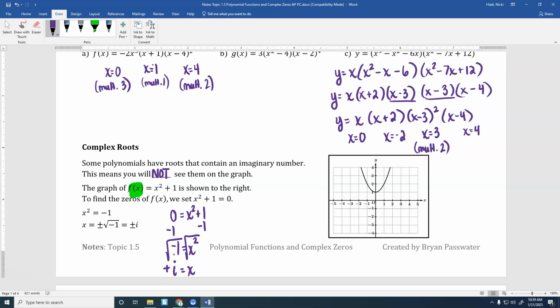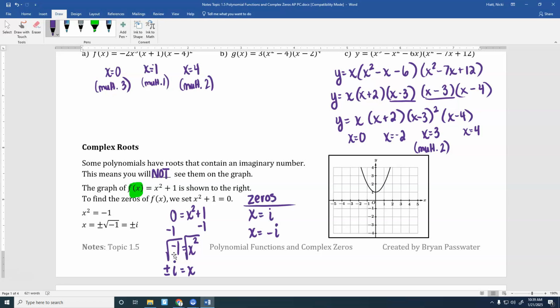Technically, we need to put a plus or minus here, because when you square root both sides of a function, your answer could be the positive of that value or the negative. So in this case, my zeros are x equals positive i and x equals negative i. I've got those two zeros there.